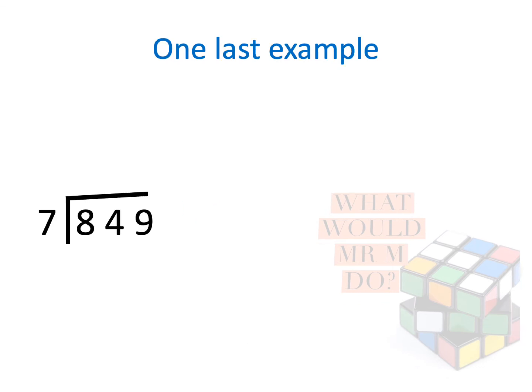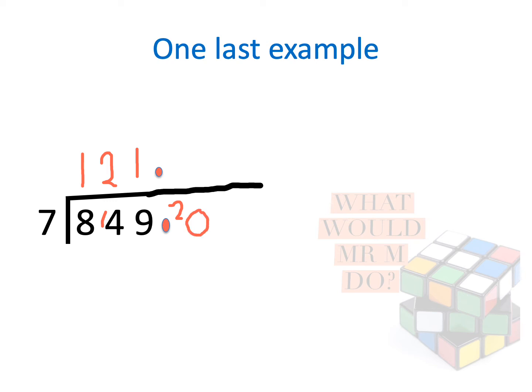Now we're going to do one last example here. I have how many 7s are there in 849. I know that there is 1 7 in 8, and there's 1 left over, which I carry onto the next column. How many 7s are there in 14? The answer is 2. And then how many 7s are there in 9? I know the answer is 1, and I have a remainder of 2. So I'm going to carry that 2. I'm going to extend my line and put my decimal points on the bottom and the top and add the 0 in the tenths column.